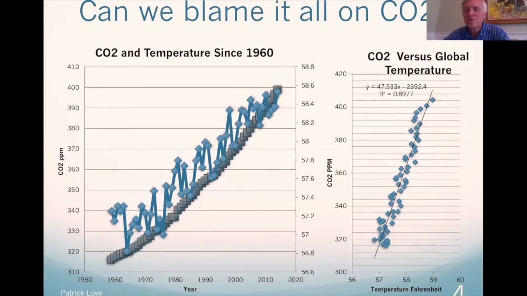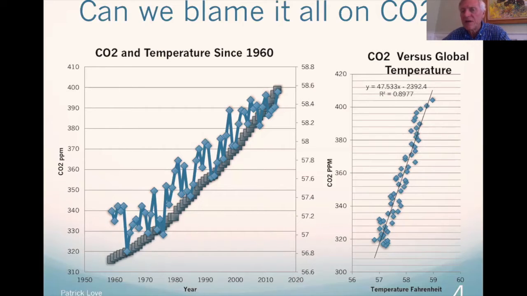A more sophisticated thing to do is the graph on the right. On the right, I have done what is called a cross plot. In other words, I've taken a point, a year, each one of these dots is a year, and I've said, what is its CO2 concentration? And then what was the temperature for that year, the average temperature for that year? Again, this is over the same range, 1960 to the present. And you get a scatter plot.